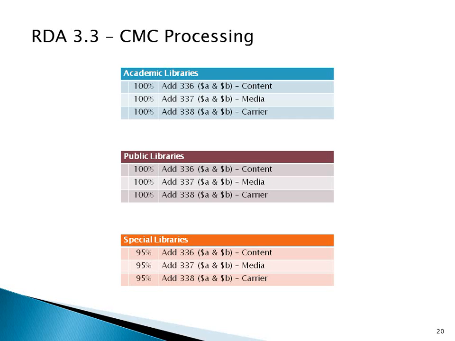As you can see, at least in this slide, nearly every one of our libraries who chose to do the RDA enrichment retrospectively have fully embraced adding the 336 and 7 and 8 fields.